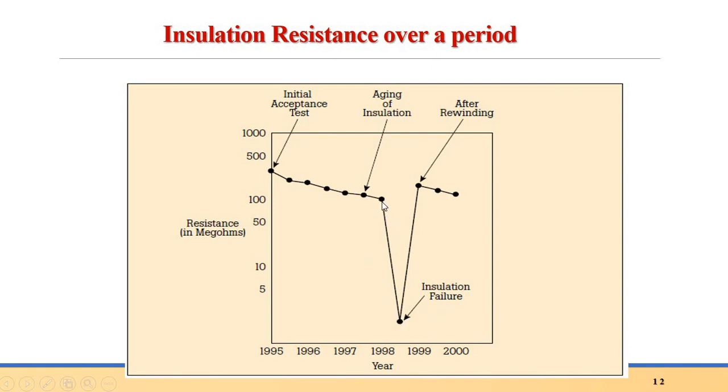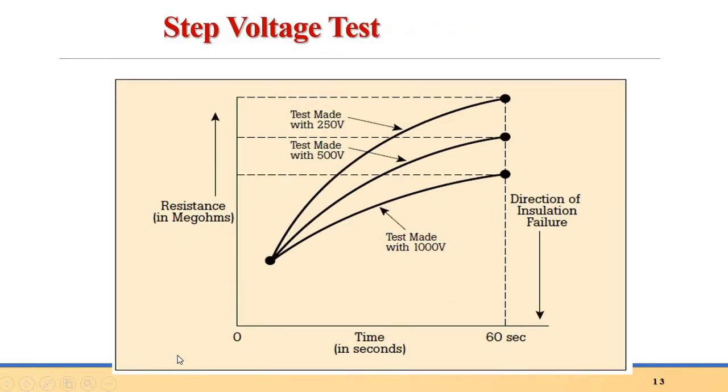When insulation failure occurs, this drop comes directly down near to zero, but it will not be zero, and then it will increase again if rewinding or reconditioning of the cable is done. That is why the insulation resistance drops, because of the insulation failure. These are the different test voltages applied on the same insulator.